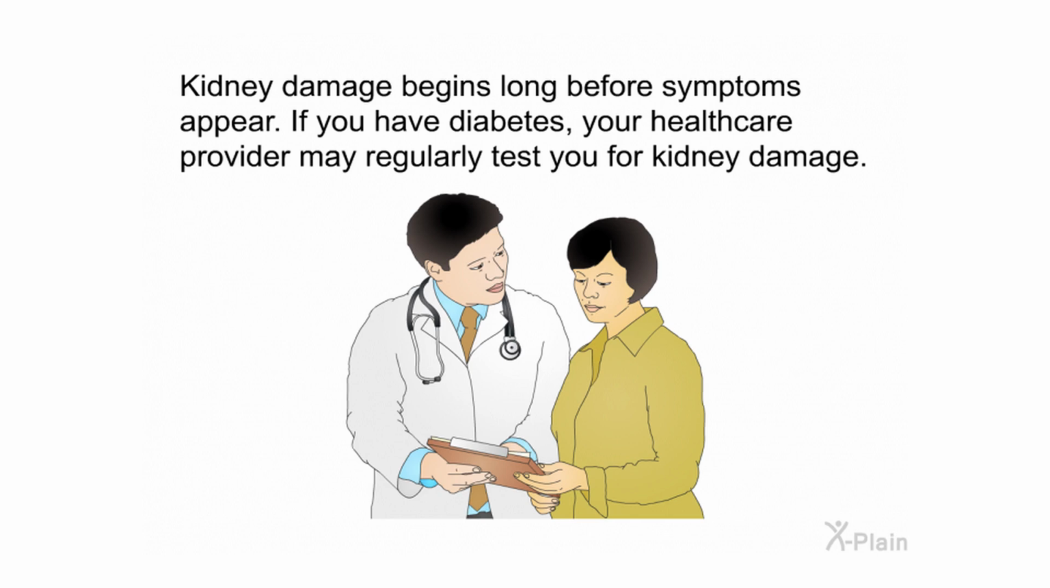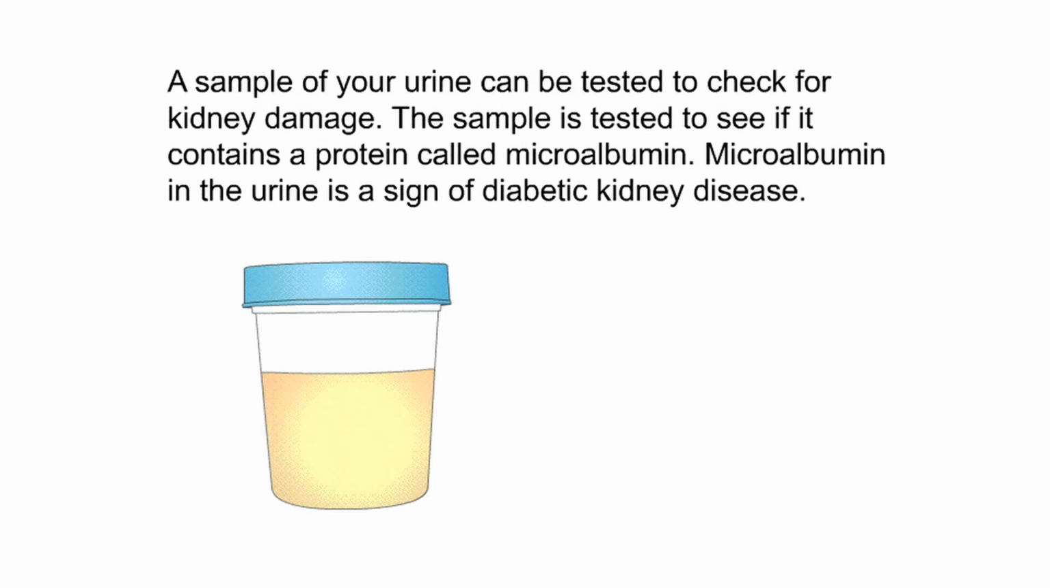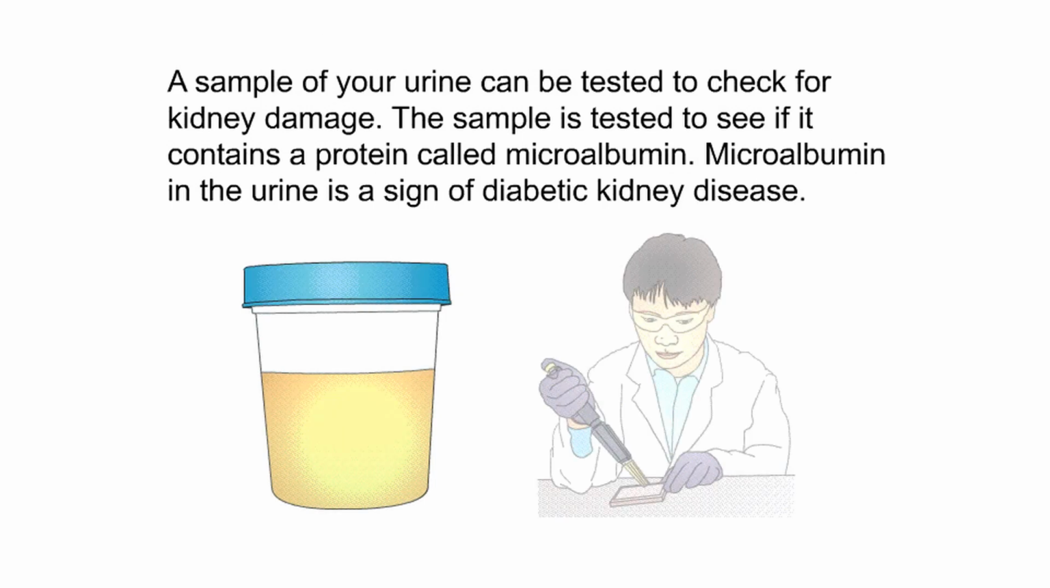If you have diabetes, your healthcare provider may regularly test you for kidney damage. A sample of your urine can be tested to check for kidney damage. The sample is tested to see if it contains a protein called microalbumin. Microalbumin in the urine is a sign of diabetic kidney disease.